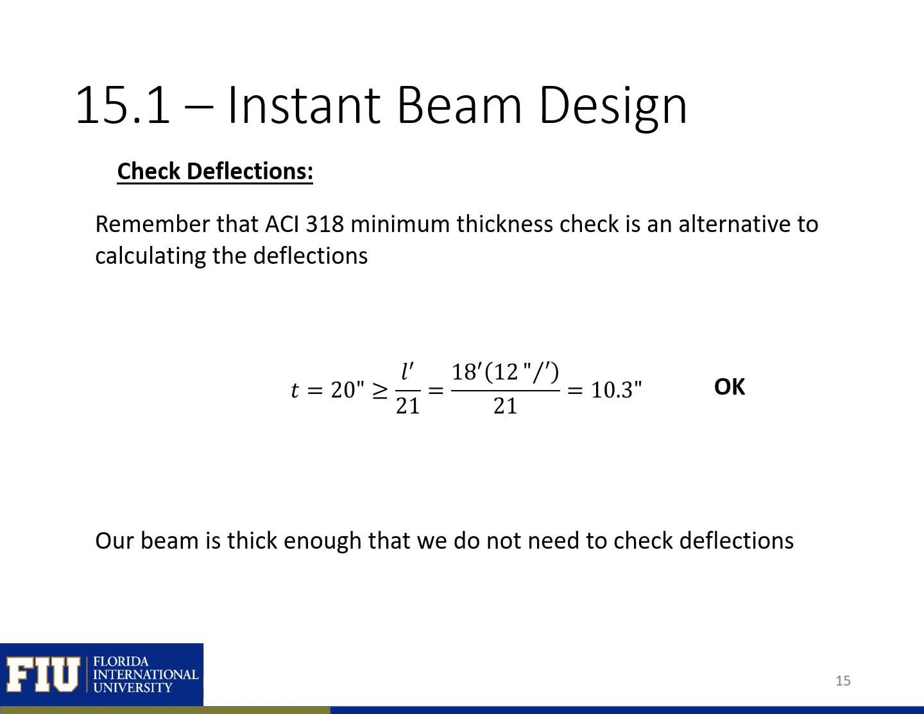We can next check our deflections. We need to remember that the ACI 318 minimum thickness check is an alternative to calculating the deflections. So our thickness, or our height of the section, 20 inches, is greater than or equal to the minimum thickness requirement for this type of structure, a continuous structure, L over 21, which is 10.3 inches here. So we're okay. The beam is thick enough, so we don't need to check the actual deflections of the structure.